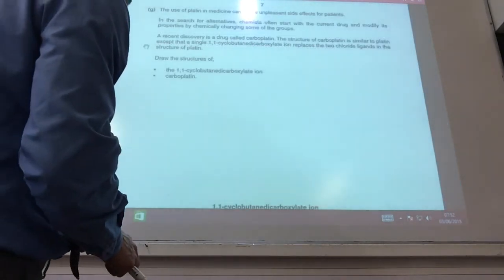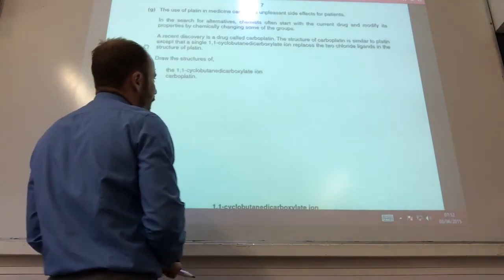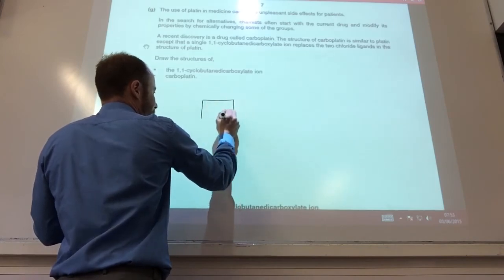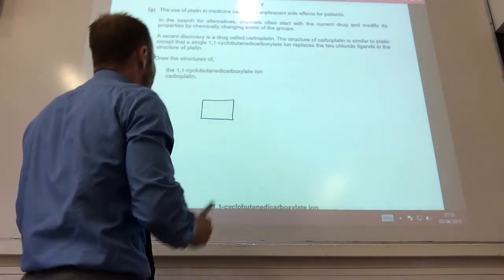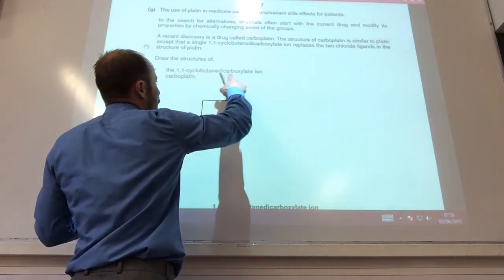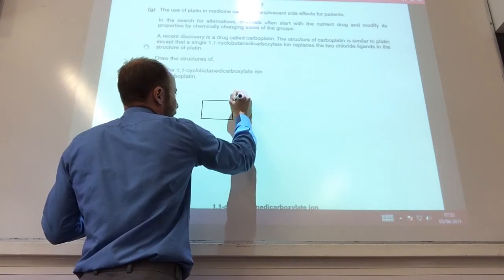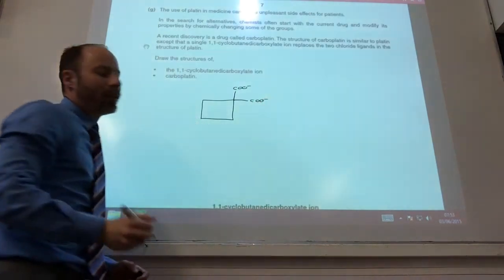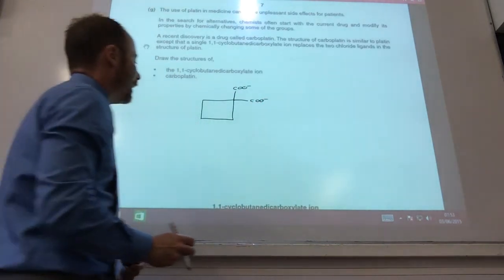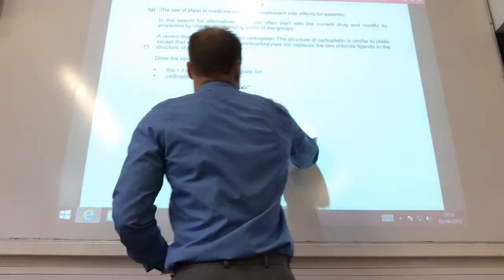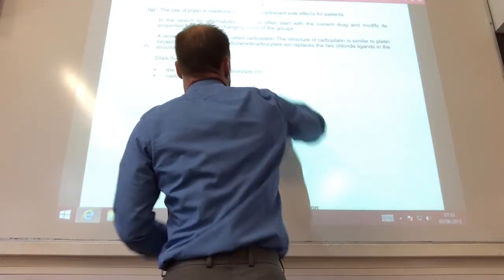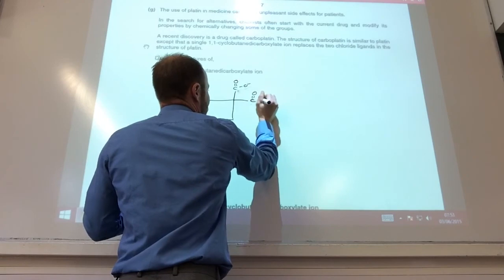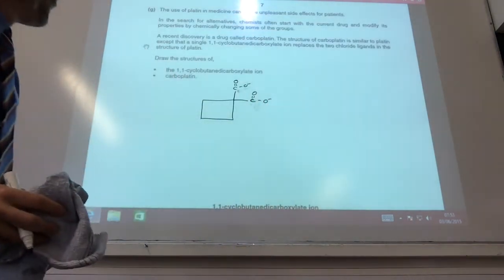Right, so we've got an interesting one here. They want me to draw the structure of the cyclobutane dicarboxylate ion. So cyclobutane is going to have 4 carbons in a ring. Notice you've got 2 carboxylate ions and they're on the same carbon. So it's going to look like that. You may just want to make that a little bit clearer that they are carboxylate groups for the next one, like so.